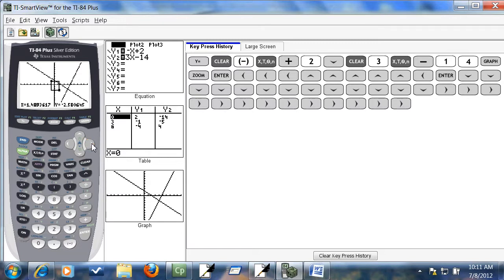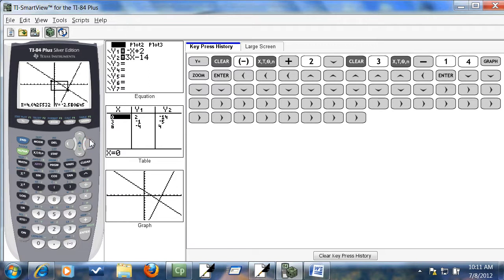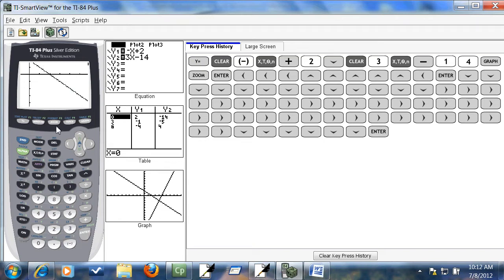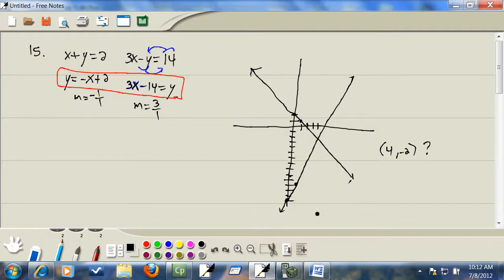assuming the calculator can actually catch up with me. There it goes. A little bit of a lag. Okay. And I've drawn a box. Now when I push enter, it'll zoom in on just that box. So if I press enter, 1, 2, 3, 4, 4, negative 2. Is that what I said? Let's see. 4, negative 2.